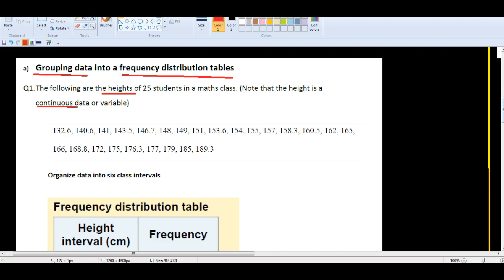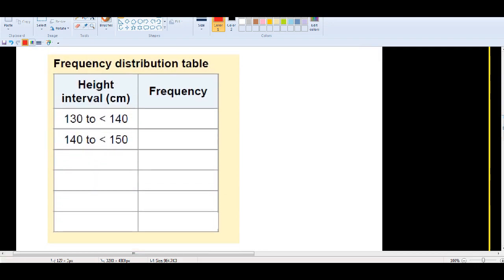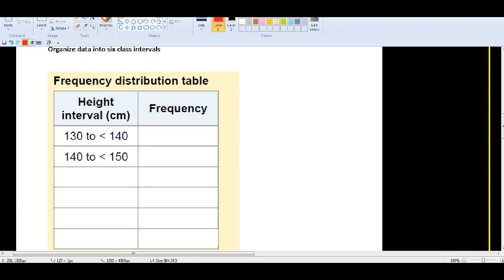Alright, so that means you need to write the intervals. This is what we call the height interval. Normally the question will tell you what kind of interval you are going to use, and normally they will give you the first interval to make things easier. So the first interval will be 130 to 140 cm. Remember, when you write it like this, that means 140 is not included in this interval. 140 is in the next interval, and in the next interval 150 is not included, and so on.